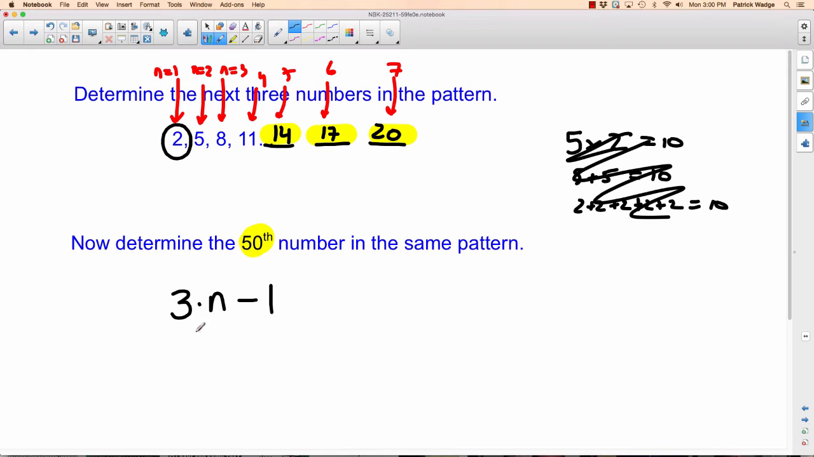Now, do I know for sure it works? I don't. What could I do? Try it on some of these other ones. So let's try it on this one. Let's see if we could get this term by doing it. This is the second term.